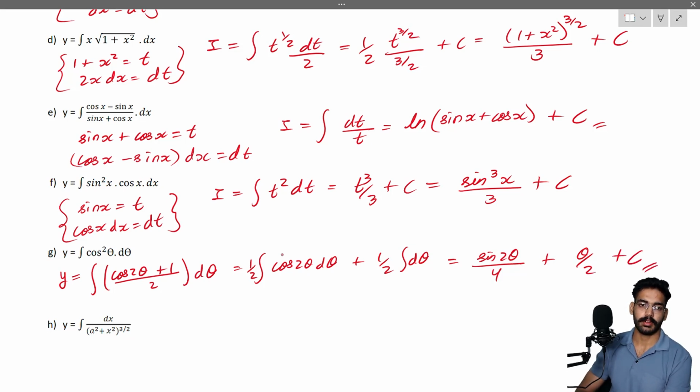I hope this is clear. What we did, we reduced the power. How did we reduce it? By the cos 2 theta formula: cos 2 theta equals 2 cos square theta minus 1. By that. Now see the next question.